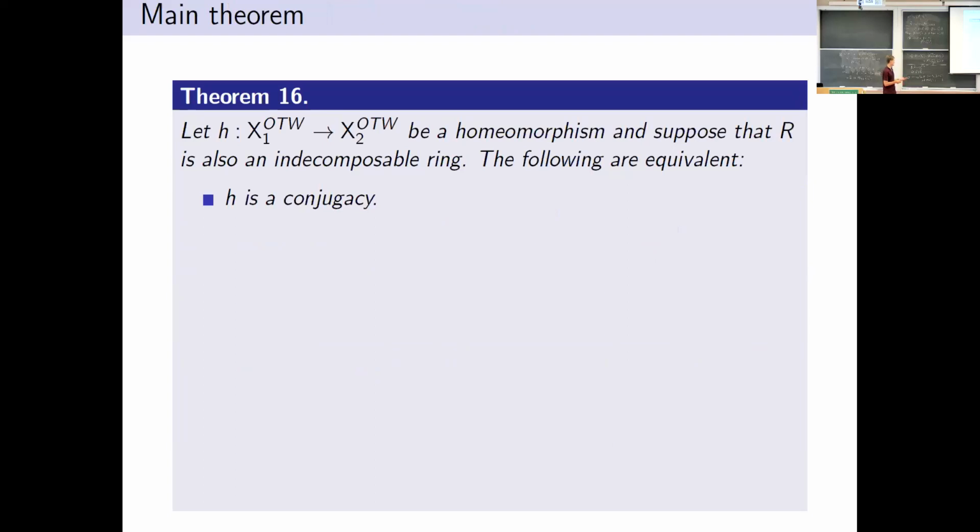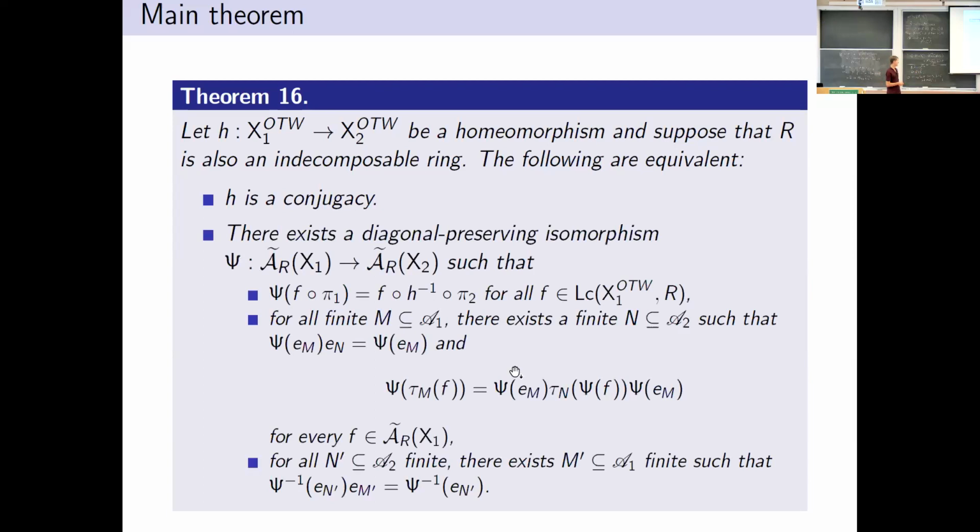And then our main theorem that we wanted was to describe conjugacy of these subshifts in terms of the algebra. So we're able to show that if you have a conjugacy between two Ott-Ostenfeld-Willis subshifts, so this is just a map that is a homeomorphism and commutes with the shift and preserves length, then being a conjugacy is equivalent to the existence of a diagonal preserving isomorphism between the subshift algebras, but not just any diagonal preserving isomorphism. It has to satisfy a few other conditions.